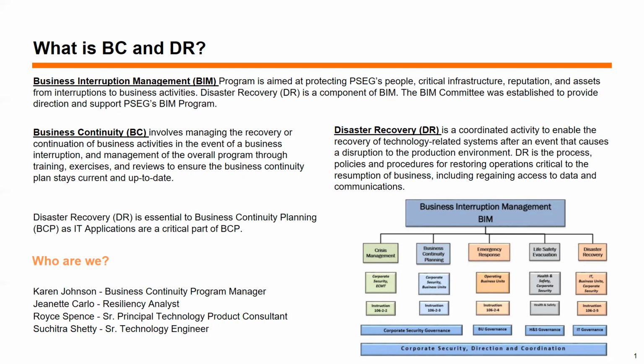So the crisis management program area is managed with the company's executive crisis management team, the ECMT, that's what they're better known as. And the ECMT is comprised of the company's senior leadership. Business continuity planning is managed with the business units of the company. Disaster recovery is managed with the IT department and the business units. Emergency response is managed with the business units of the company. And lastly, life safety evacuation is managed by corporate health and safety. Each program area has its own corporate governance that provides guidance and direction needed to fulfill the requirements of BIM. You can move on, please.